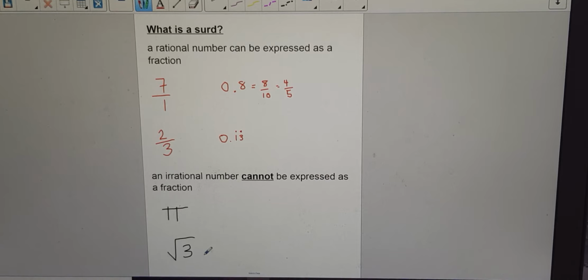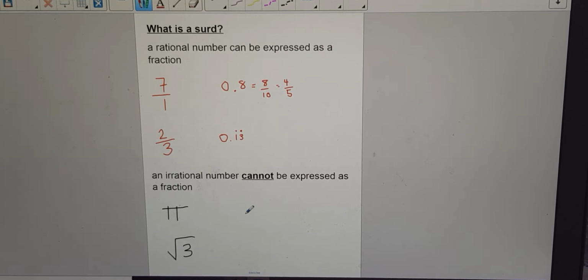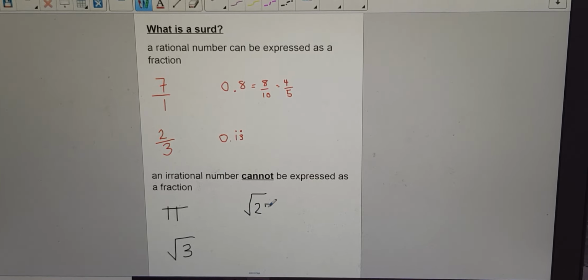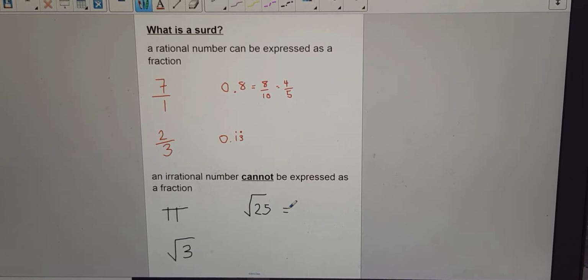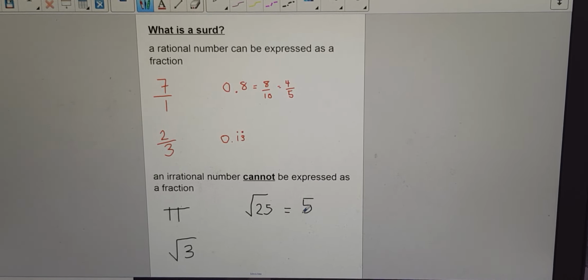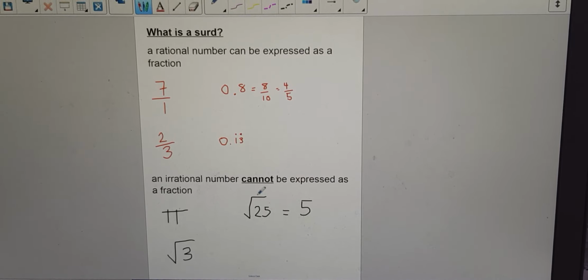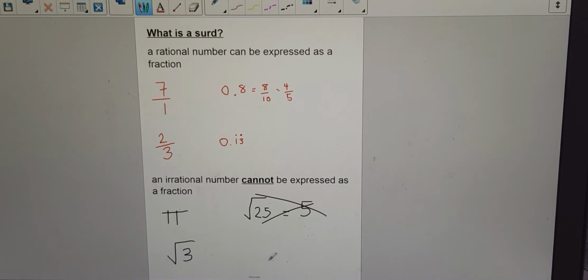It doesn't just mean, by the way, guys, that anything with a square root sign over the top is therefore a surd. Because if I said the square root of 25, because that's a square number, it has a solution. Assuming we're talking about the positive solution, it will just be 5. Therefore, this is not a surd. But this is.